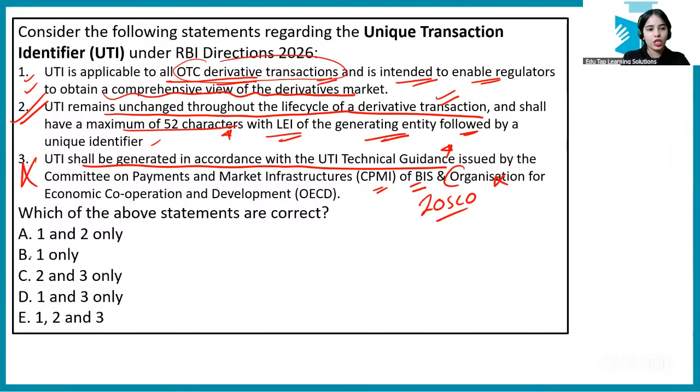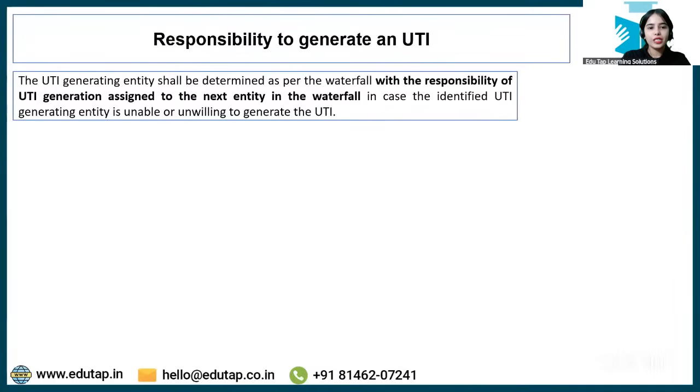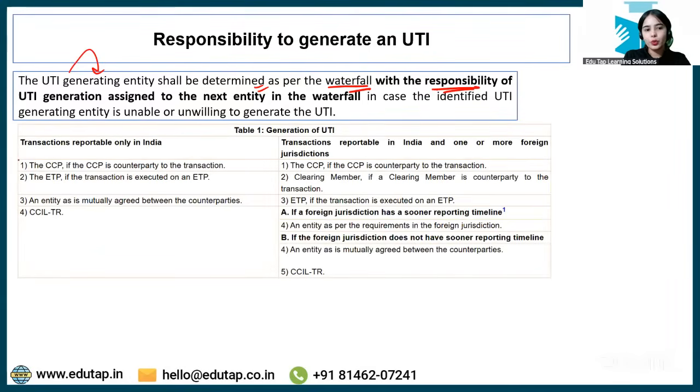So this is wrong. So 1 and 2, A is the correct answer. Now, the UTI generating entity shall be determined as per the waterfall with the responsibility of UTI. See, the responsibility of generation of UTI will be first on the first level. If they are unable or unwilling to generate the UTI, the next level will have to generate the UTI.